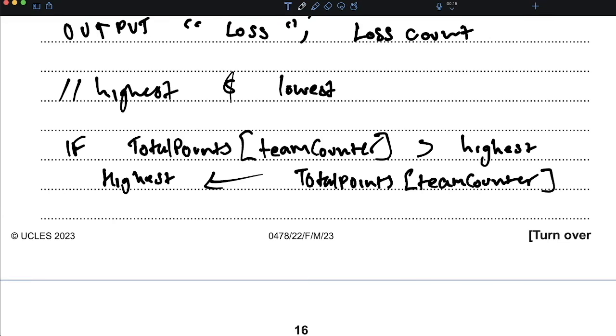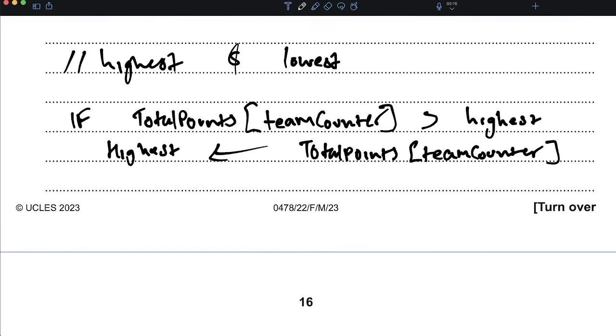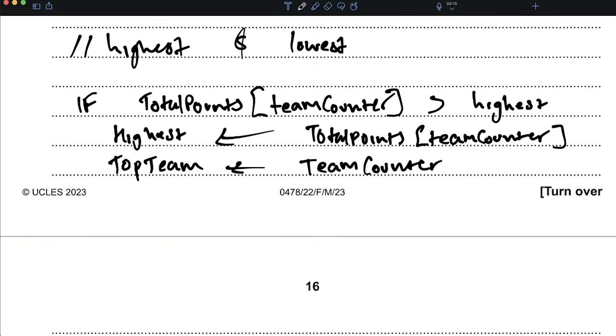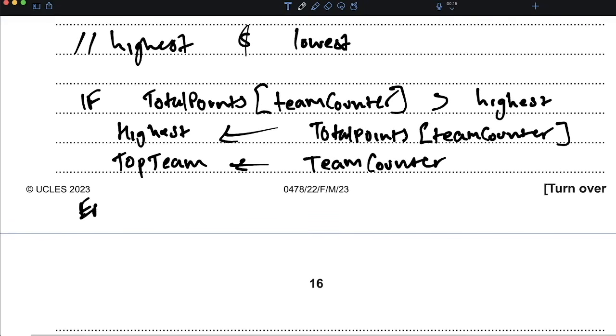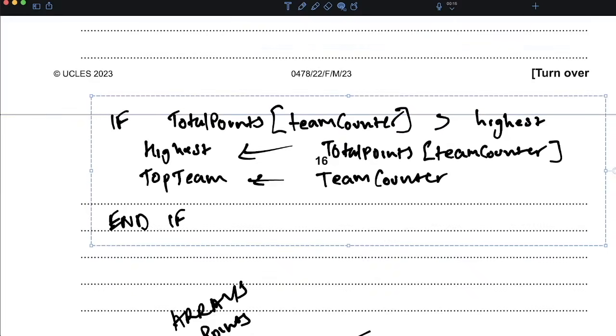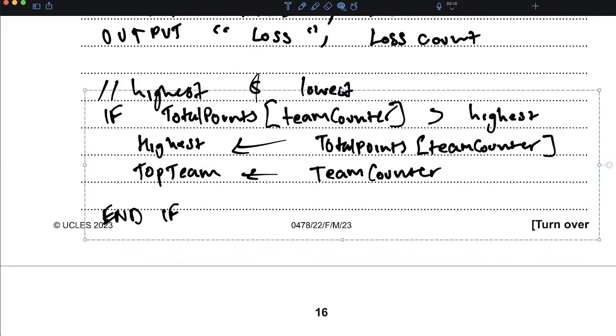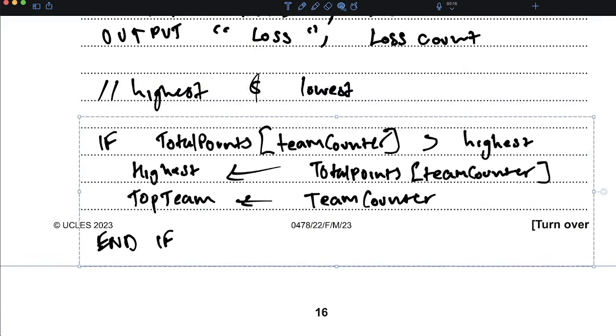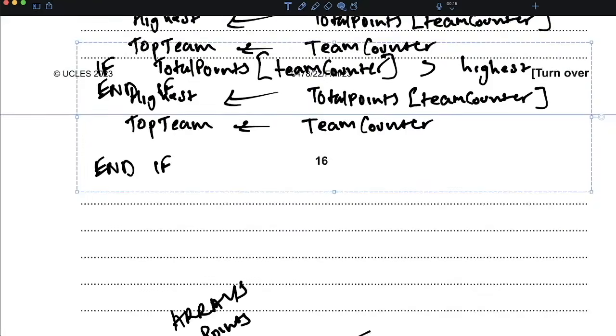Okay, and then you have to also store the index. So top team will be team counter. Okay, because later on when I want to output it, I need it. And then I'm going to say end if. Now this same thing, I'm just going to do the reverse of it. So with the help of my editing, I'm going to just put this down.